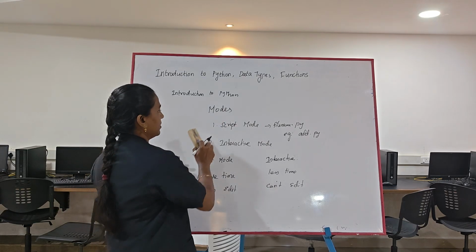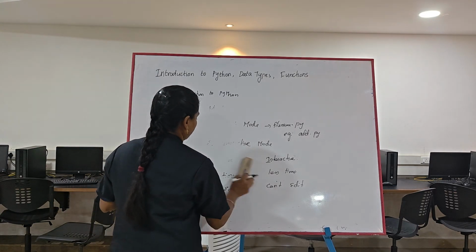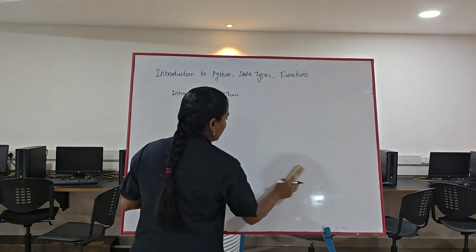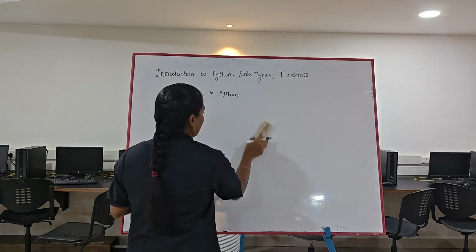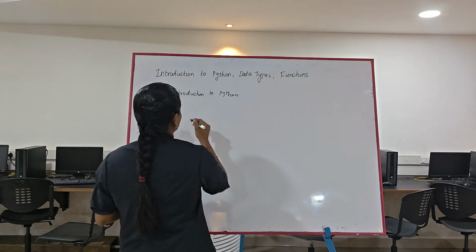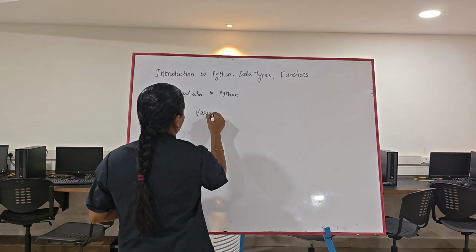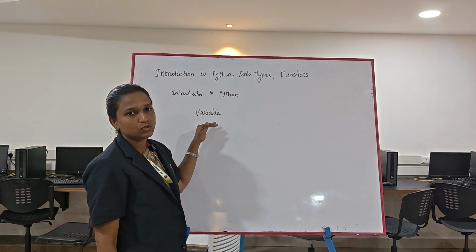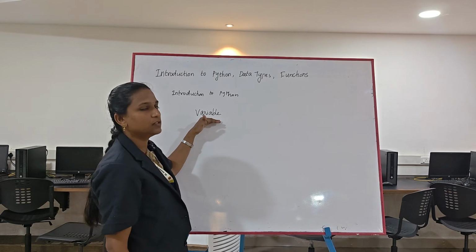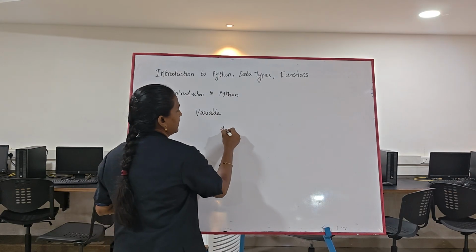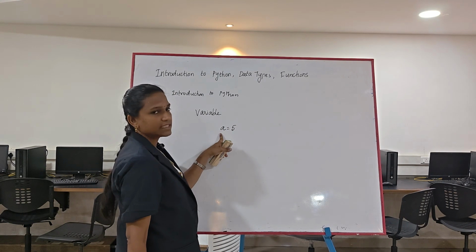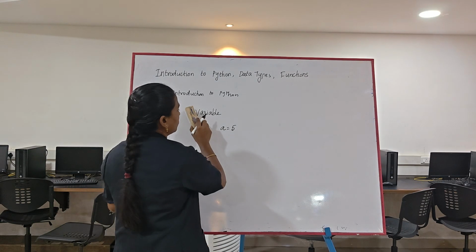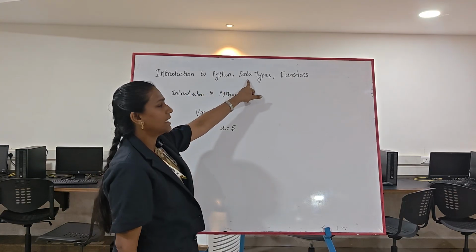Next we will see variable. Variable is used to store the values. For example, a is equal to 5. Here a is the variable. It is used to store the value 5. So that is variable. Next we will see the data types.